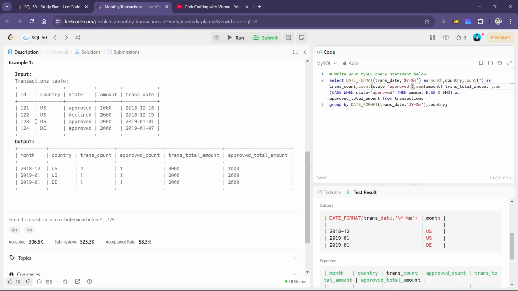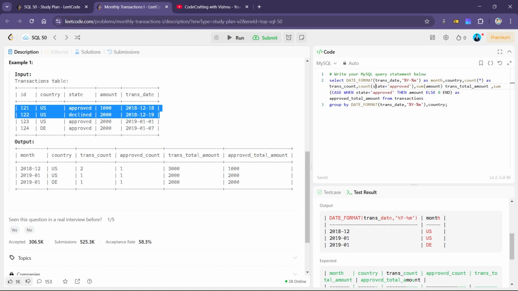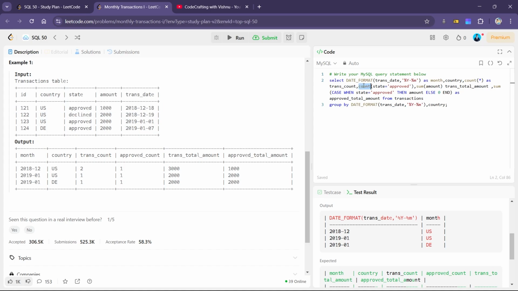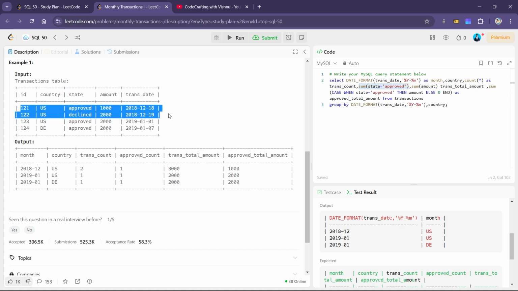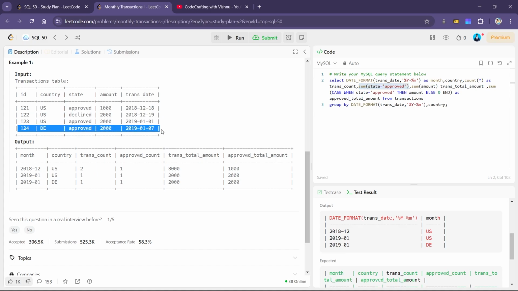So for example, in this group, if the state is approved, yes, that is true. And for the true, count will be 1. And for the declined, it will be false, so it will be 0. Sorry, it should be sum, not count, because count will obviously give 2. So sum. In the first case, it will be true, that is 1. And in the second case, it will be declined, so false. False is 0. So 1 plus 0 is 1. So approved count will be 1 for this group, then 1 for this group, and 1 for this group.